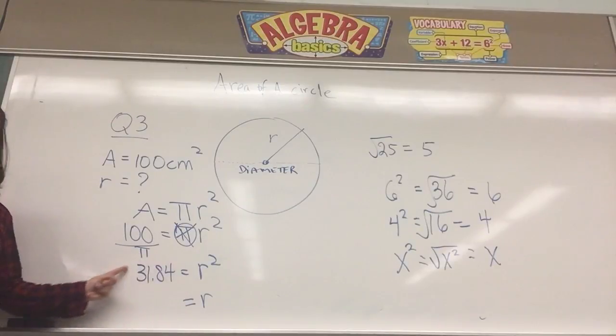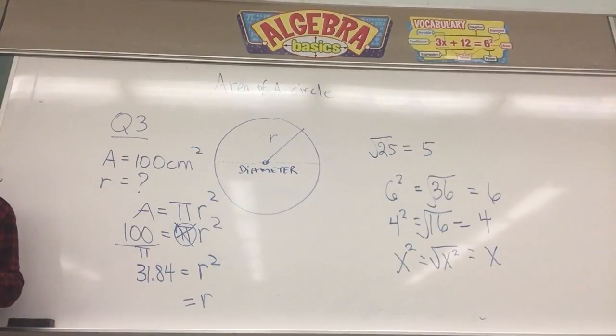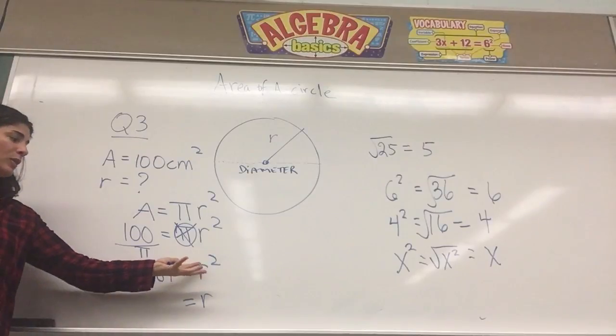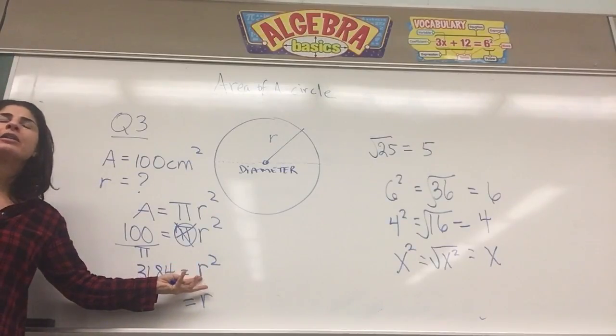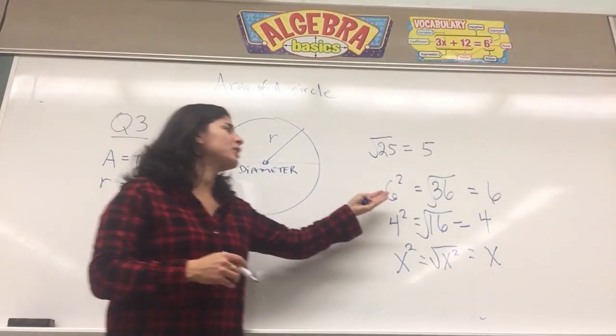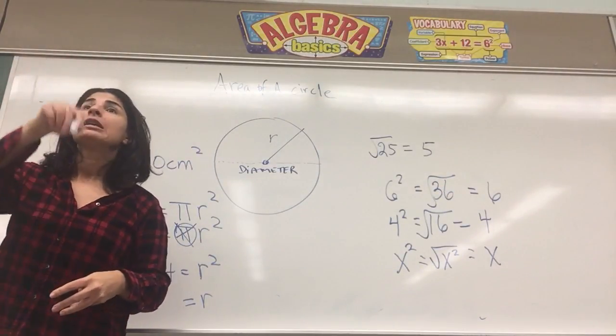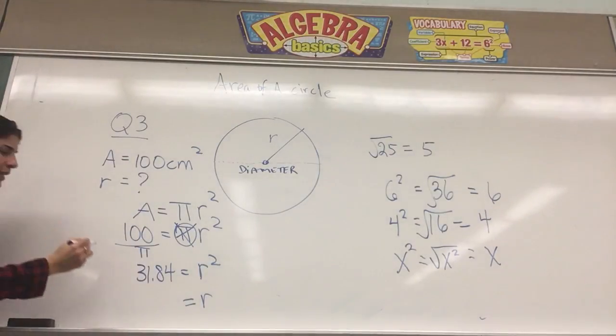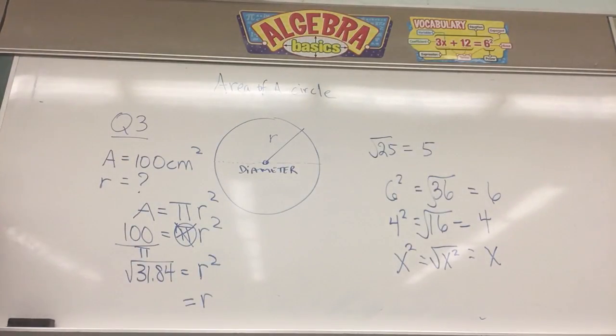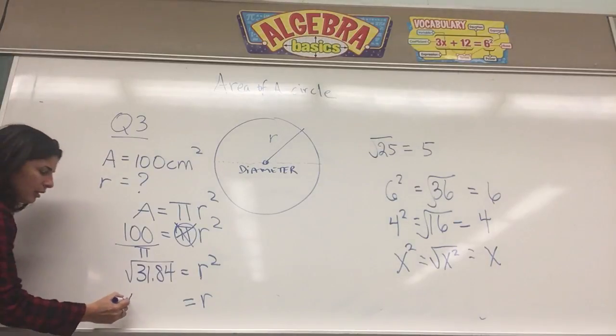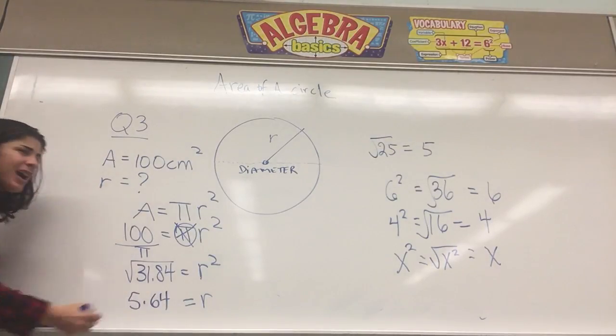If this was 100, what would this be? 10, because 10 times 10. But what did you do to the 100 to get 10? What did you do to the 36 to get 6? You use that square root. So what we're going to do is square root 31.84, and you get your R. You get your radius after square rooting it. It's a weird number because it's not a perfect square, but it's 5.64.